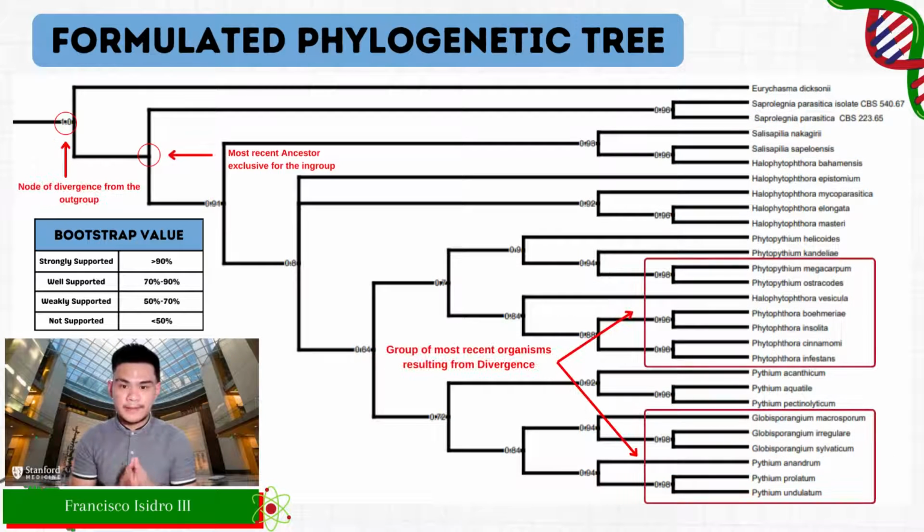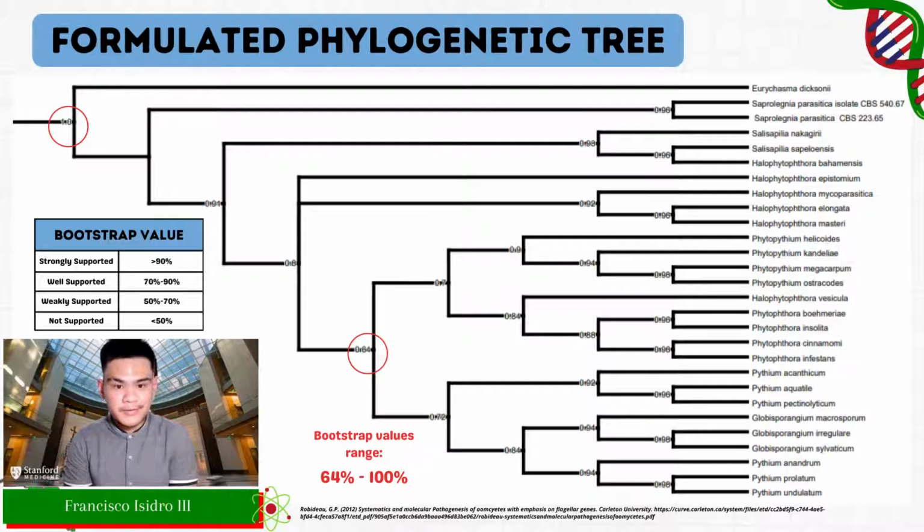So the most recent common ancestor for the in-group and the node of divergence separating the outgroup from the in-group can also be observed. And additionally, the most recent organisms resulting from the divergence were also identified. These are the Phytophthora, Globosporangium, and the Pythium. So for the bootstrap values, 64% was formulated as the weakest score and 100% as the strongest, coming from the value that includes the outgroup. So through rerouting, most of the bootstrap values are well and strongly supported.